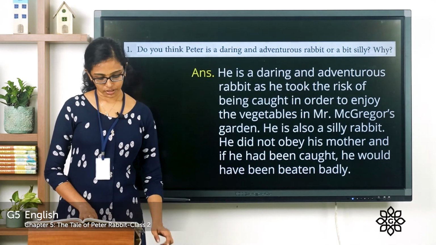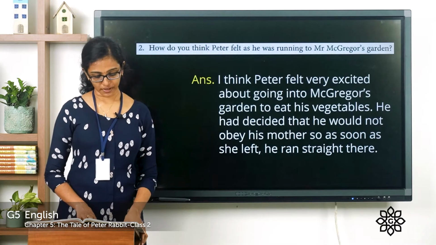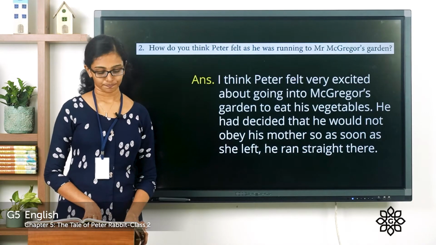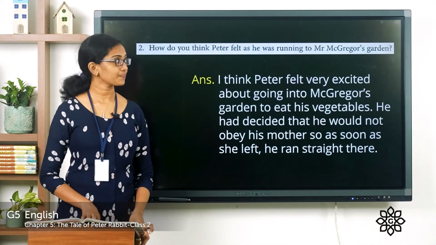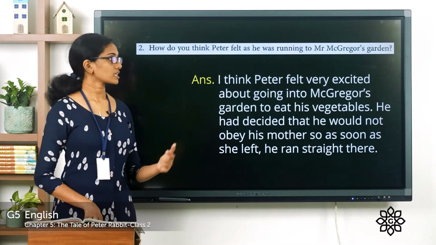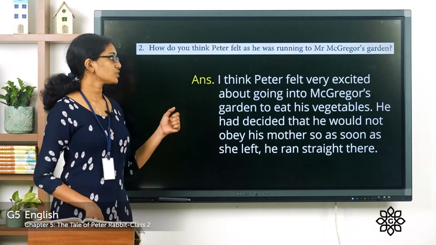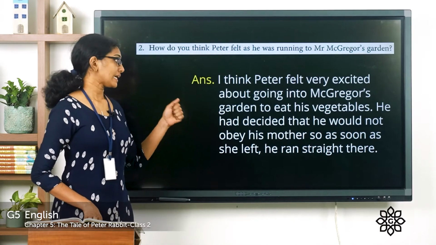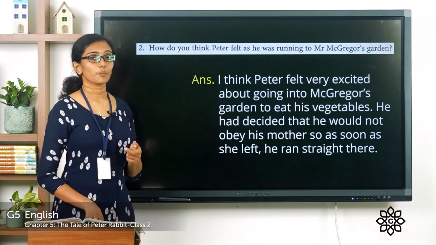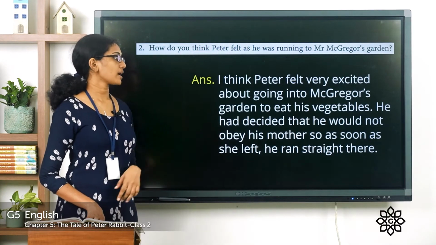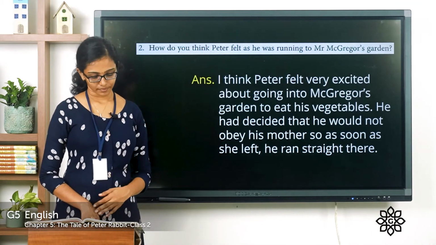Now let's see question number 2. How do you think Peter felt as he was running to Mr. McGregor's garden? I think Peter felt very excited about going into Mr. McGregor's garden to eat his vegetables. He had decided that he would not obey his mother, so as soon as she left, he ran straight there.